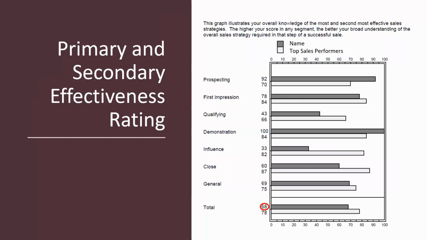Influence, we underperformed 33 to 82. Close, we underperformed 60 to 87. General, we underperformed, but hey, we're closing the gap here, right? The first or second. But again, there can be only one right answer. For you Highlander fans, there can be only one correct answer. I hope some of you got that. I'm aging myself here. So the total, as compared to our top sales performers, our applicant scored a 68 out of 78 in their understanding of the most and second most effective sales strategies.